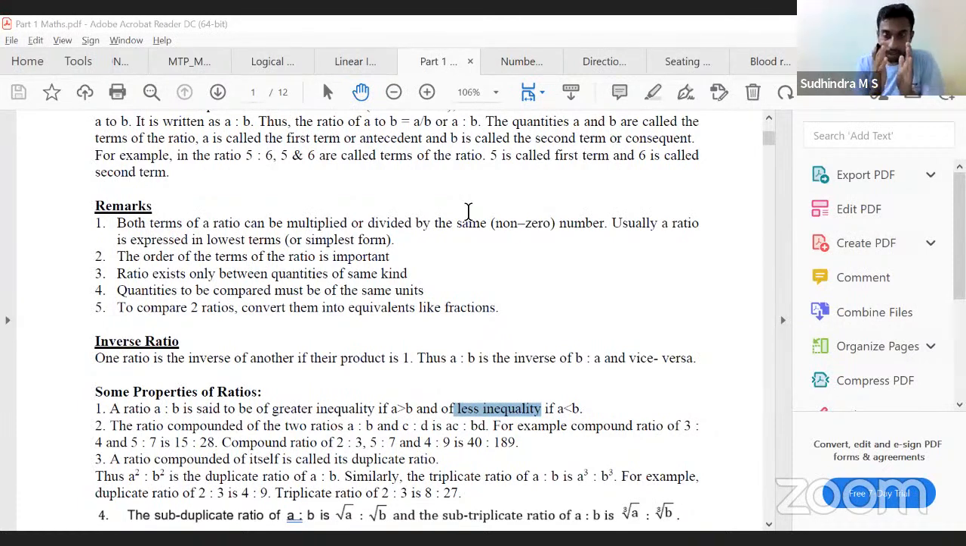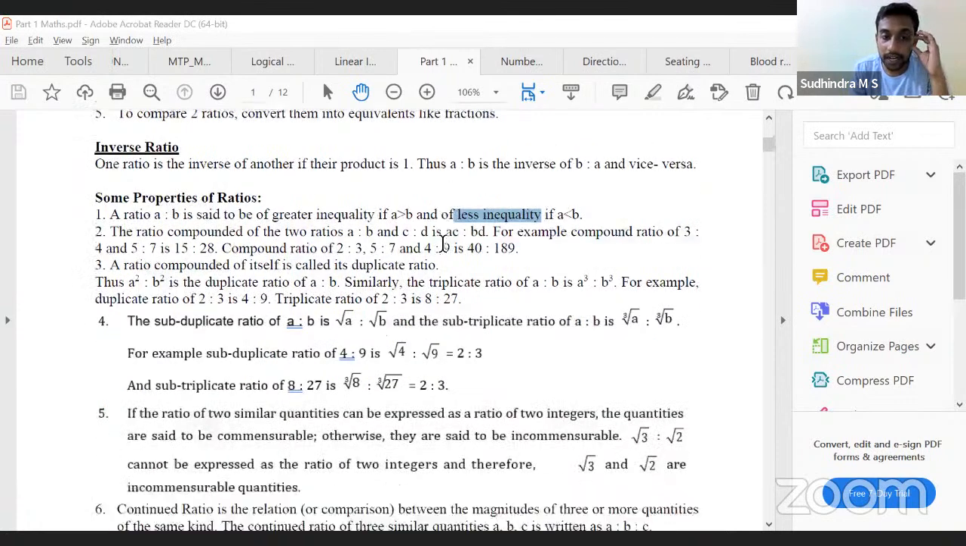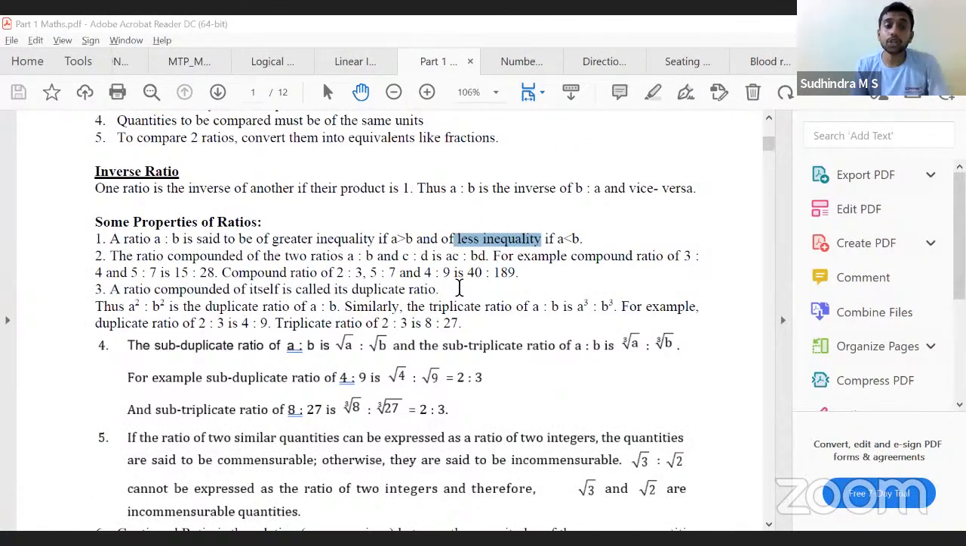So we have a ratio. If I calculate squares, we call it duplicate. If I calculate cubes of it, we call it triplicate. If I calculate square root, we call it subduplicate. If I calculate cube root, I call it subtriplicate ratio.